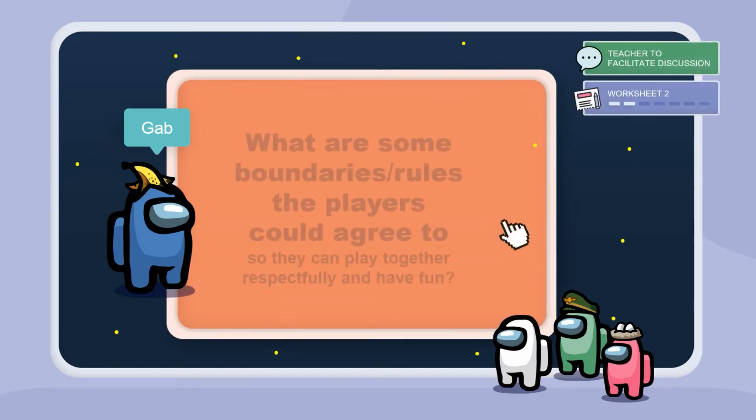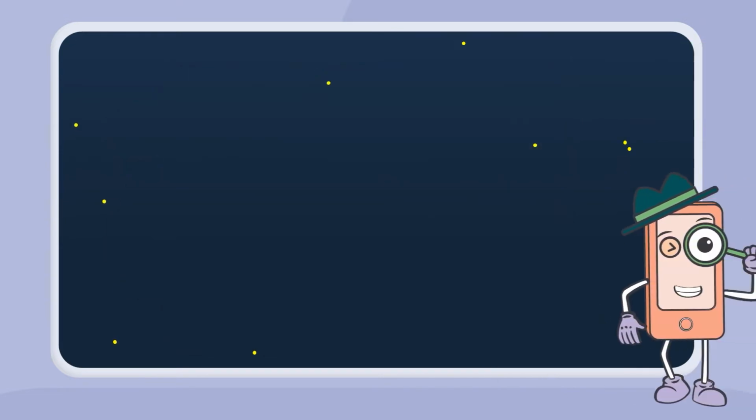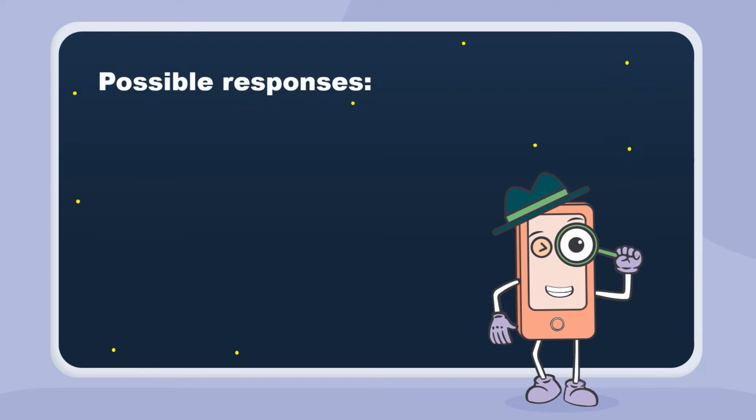What are some rules or boundaries the kids could set so they can play together respectfully? Can you list 2 of these on your worksheet? Your teacher might like to pause here so you can discuss and record your answers. You might have similar answers to these ones.